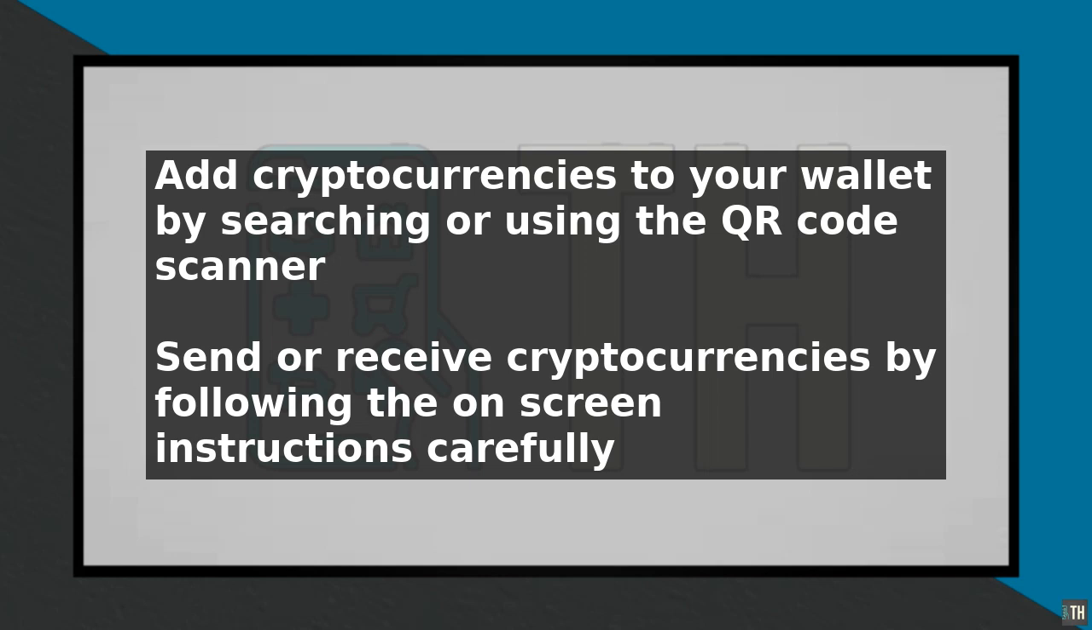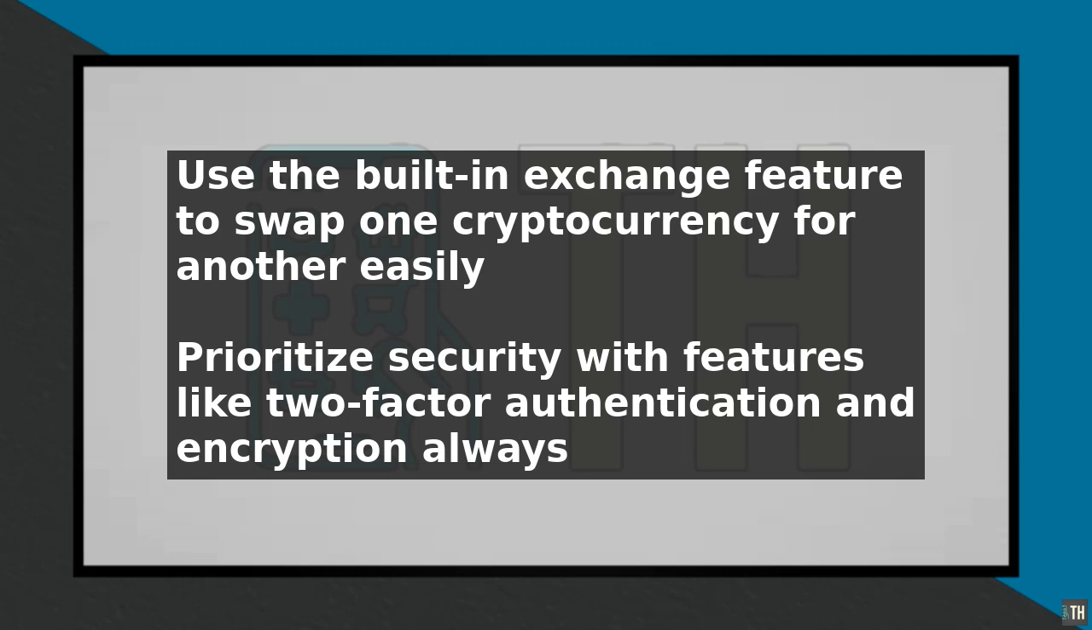Atomic Wallet also provides a built-in exchange feature that allows you to swap one cryptocurrency for another. To use this feature, click on the Exchange button and select the cryptocurrencies you want to swap. In addition to its core features, Atomic Wallet also provides a range of security features to protect your funds. These include two-factor authentication, encryption, and a secure seed phrase storage system.